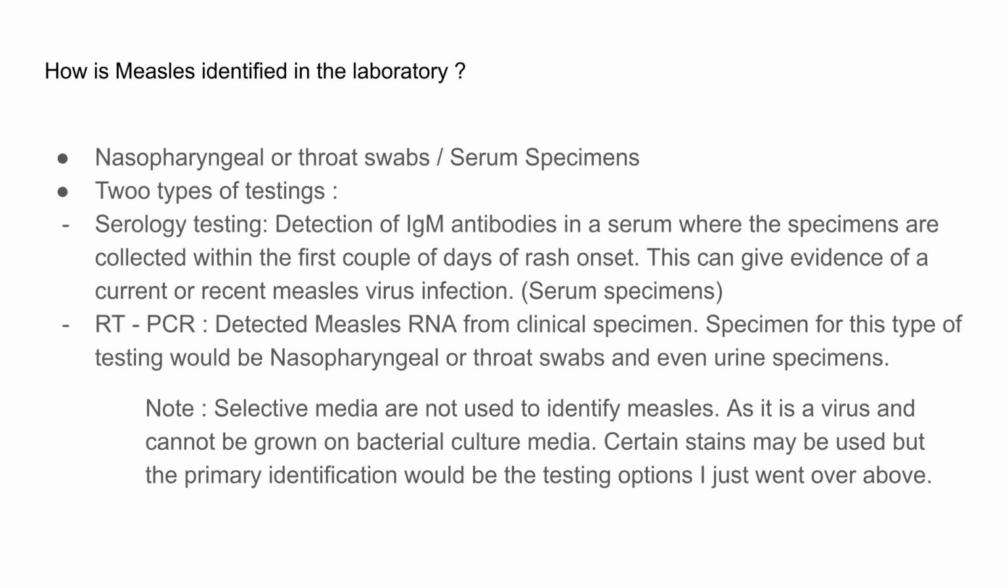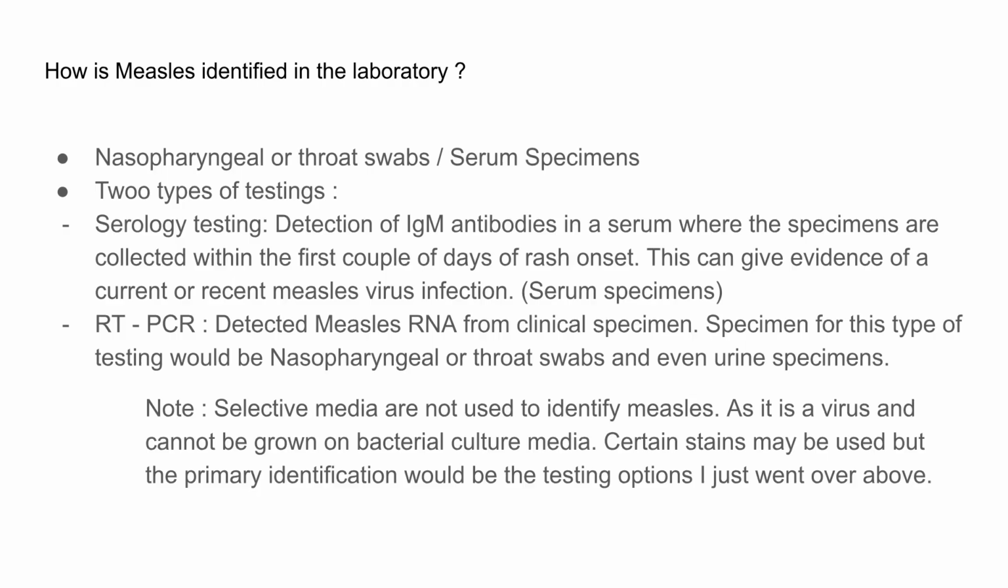How is measles identified in the laboratory? It's identified mainly through nasopharyngeal or throat swabs, but also serum specimens. There are two types of testing that are used primarily. That would be the serology testing and the real-time PCR or RT-PCR testing.